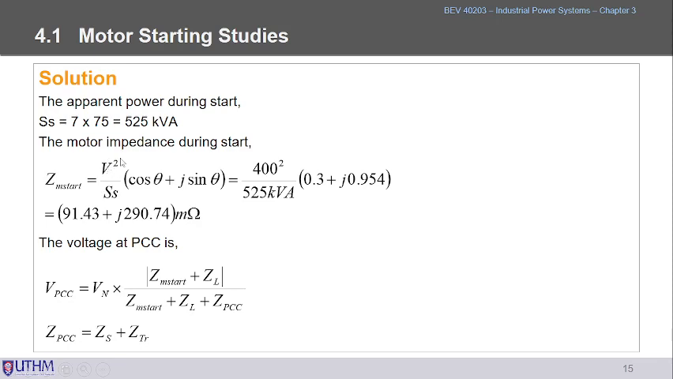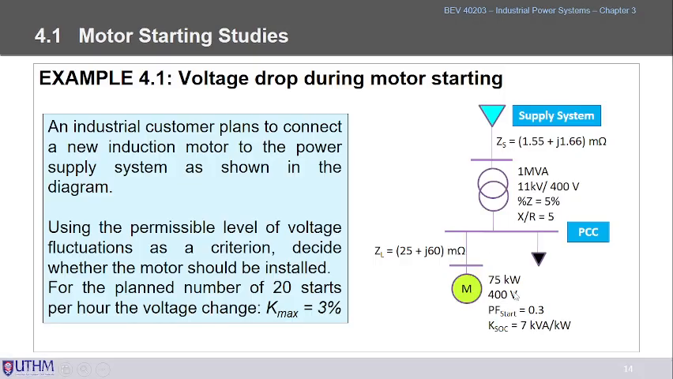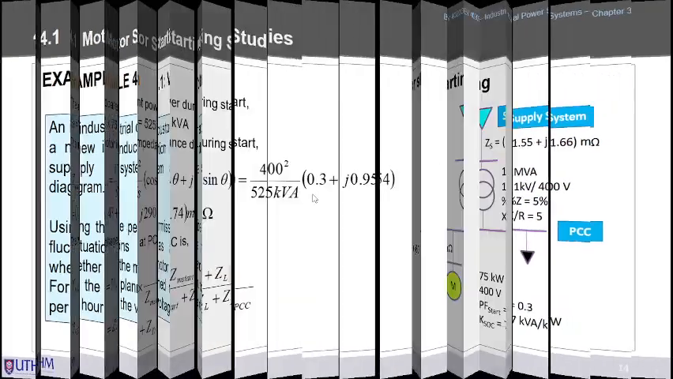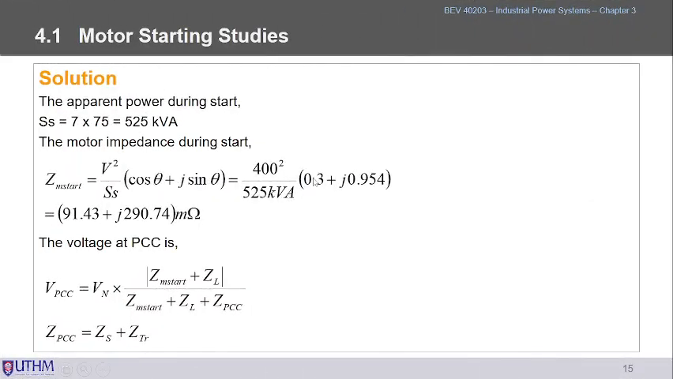So it's very simple, V squared over S. S is the starting apparent power, V is 400, and cos theta we can find from here, because it has been given that the power factor during starting is 0.3. So cos theta is the power factor, which means 0.3 plus j sine theta. Of course, we need to find the theta in order to find the sine theta. So the sine theta is 0.954. So all in all we have 91 plus j290 milliohms for the Zm start.